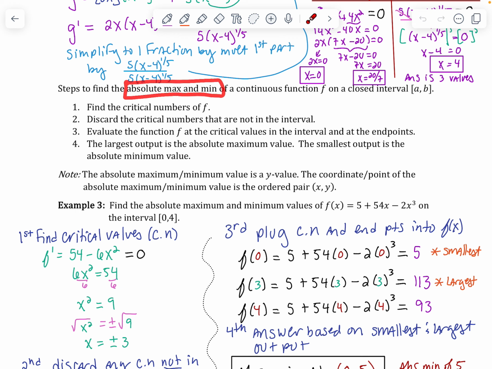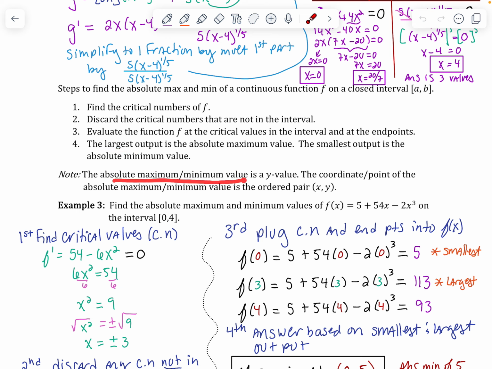We're asked to find the absolute max and min. So long as we have a continuous function on our closed interval, we'll begin by finding the critical numbers, something we just practiced. Keep in mind we need to discard any critical number that is not in our prescribed interval. Then we will evaluate the function's critical numbers and those endpoints in the original function. The largest output is obviously your absolute max, and the smallest output is obviously your absolute min.